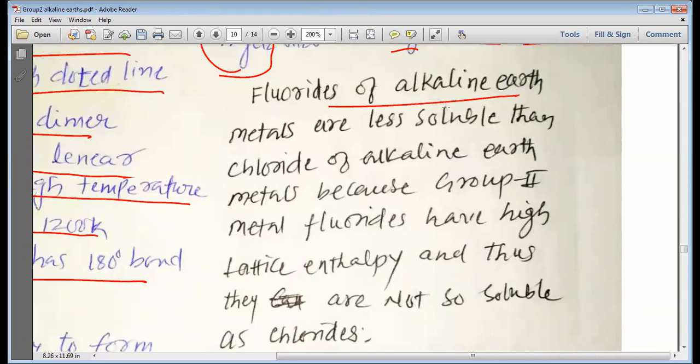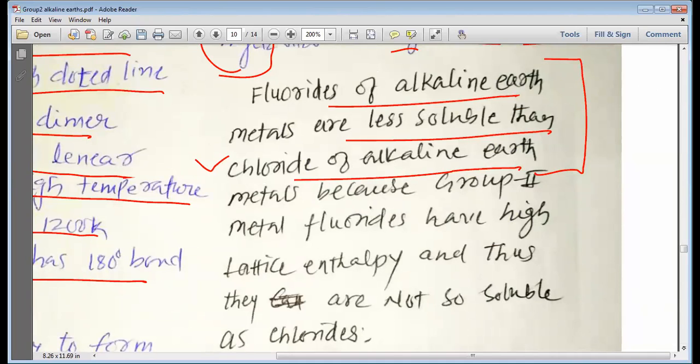Fluorides of alkaline earth metals are less soluble than the chlorides of alkaline earth metals. My dear students, the fluoride ions are very small and they have very high electronegativity. So they form compounds with the alkaline earth metals which have very high lattice enthalpy, and that is why they are less soluble in water as compared to the chlorides.